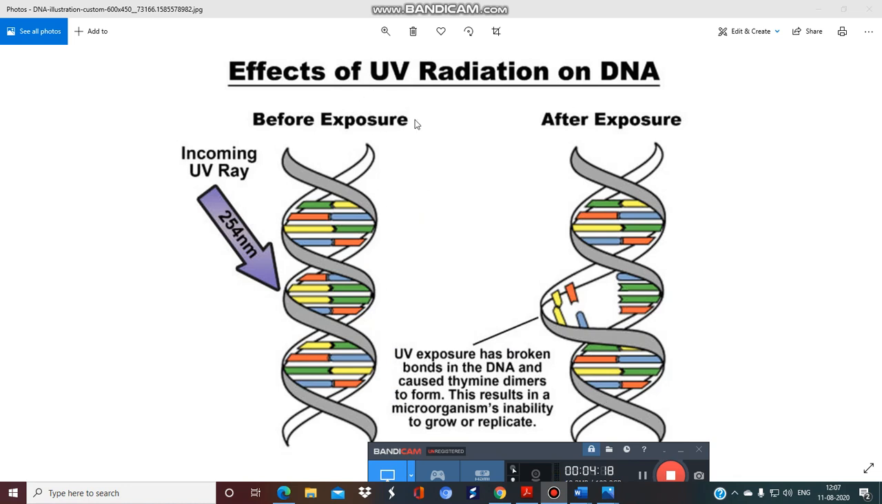Just see this image, the effect of UV radiation on the DNA. The UV exposure has broken the bonds in the DNA and caused thymine dimers to form. And this results in a microorganism's inability to grow or replicate, or in simple words we can say it inhibits the process of DNA replication.